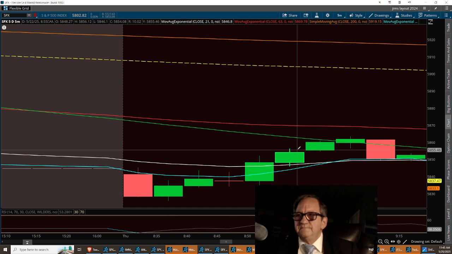Tweezer bottom, tweezer top. Hits the 50 SMA, 3 white soldiers, get out of the trade. Hits the 50 SMA.